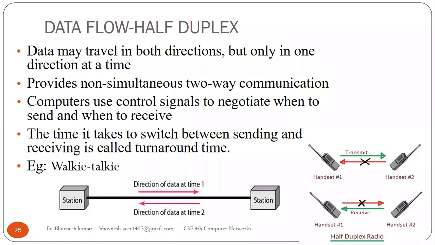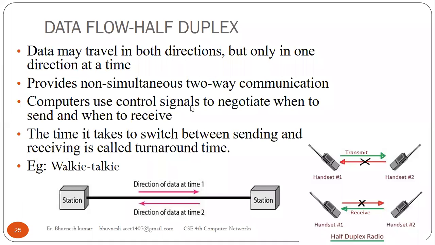When I speak, you will listen. If you want to speak, I will listen. It is an example of your half duplex. It provides no simultaneous two-way communication. It provides non-simultaneous communication. Non-simultaneous means only one person will speak, the other will listen. After that, the second one speaks, and the first one listens.